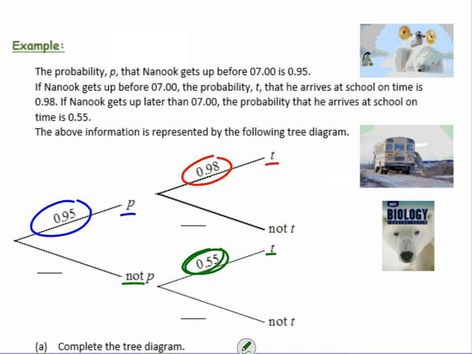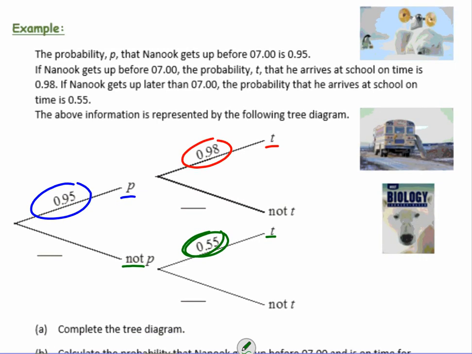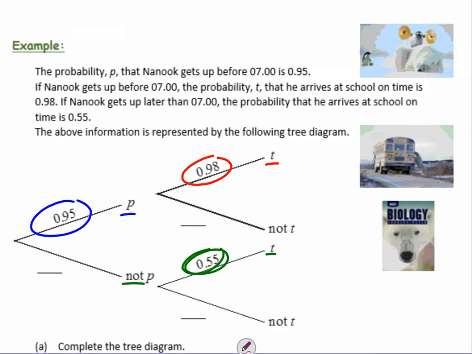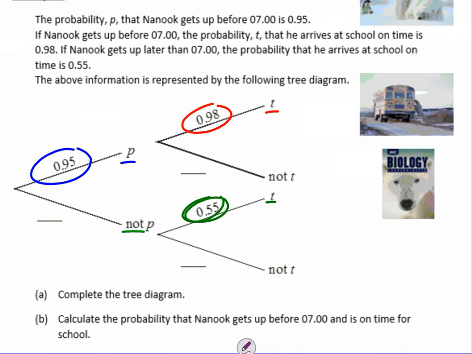The above information is represented in the following tree diagram. You can see question A is just to complete the tree diagram. So here they're just testing that you realise that the sets of branches have to vertically add up to 1. So if this one is 0.95, then this one has to be 0.05, because these two add up to 1. If this one is 0.98, this one has to be 0.02. And if this one is 0.55, this one has to be 0.45. So the tree diagram has been done.